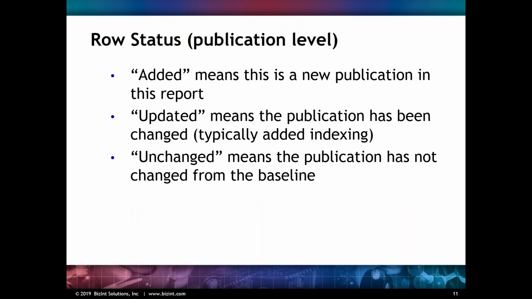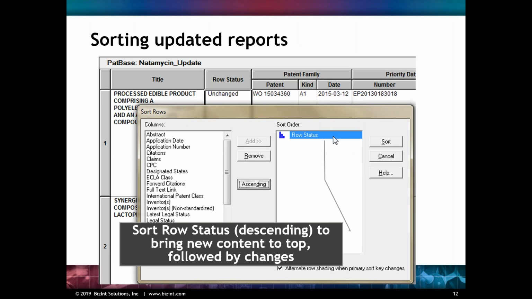Same thing at the publication level databases. So if you're looking at orbit.com at the publication level, at the full patent collection, it basically is telling you that it's a new publication, an updated publication, or an unchanged publication. Now, because the new items are sitting at the bottom of your report, you might want to change the sort of your table as soon as you've done your update. One thing you can do is sort on row status, change this to descending, so put the most interesting stuff at the top, the least interesting at the bottom, and then hit sort.